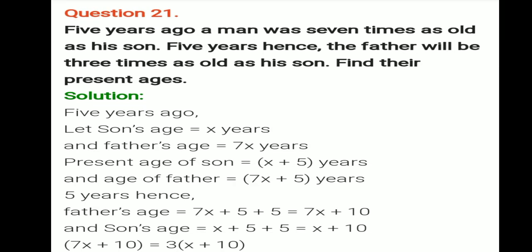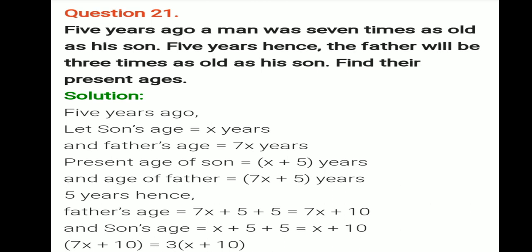The next question is also related to age, but it is a bit different. The earlier one was ratio, so now this is something else. Five years ago, a man was 7 times as old as his son. Now the present age we will suppose to be x. Five years ago a man was 7 times as old as his son. Five years hence the father will be 3 times as old as his son.